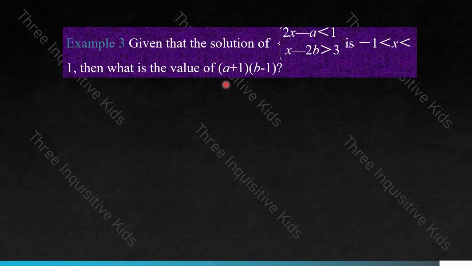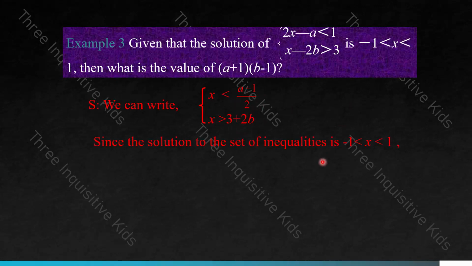All right, so this is a bit different from the other ones we've done, but we can write this right here. So by isolating x onto one side of the inequality, we know that x is less than a plus 1 over 2, and x is greater than 3 plus 2b. But since we also know the solution to this set of inequalities, and that is -1 is less than x, which is less than 1, we know that a plus 1 over 2 is equal to 1, and 3a plus 2b is equal to -1.